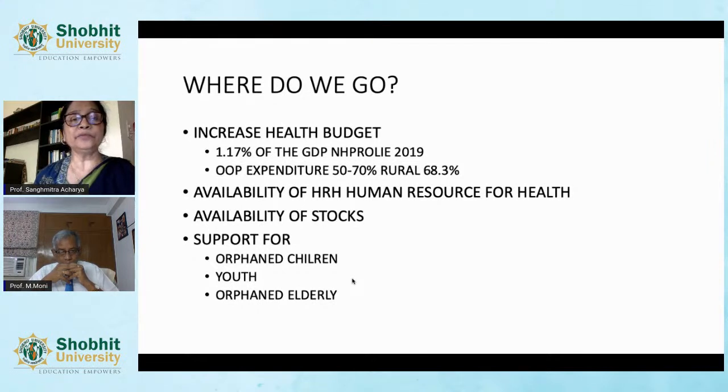So what is important for us to take note of and think about is the health budgetary allocation. We have been hearing, reading, and discussing this: the social sector has a very small budgetary allocation. Education is yet another one. We still have less than 2% of the GDP allocated for health, as per the National Health Profile of 2019. The out-of-pocket expenditure is between 50 to 70%. Rural is more than urban. Urban is about 54 or 53% or so.